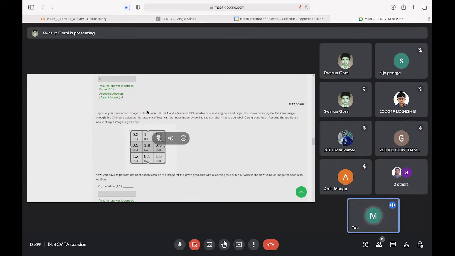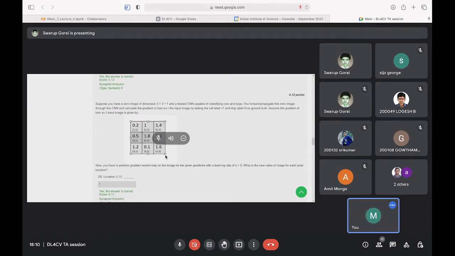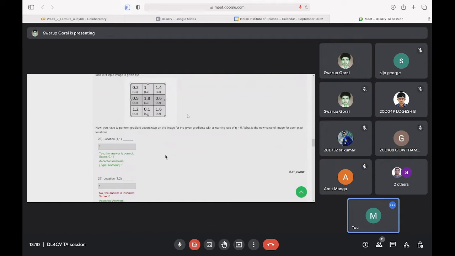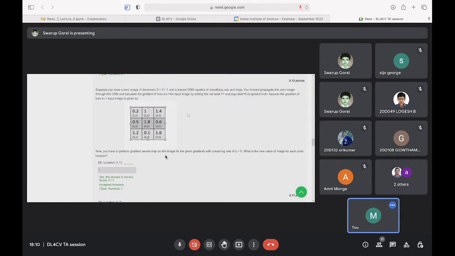So here you have a zero image, right? Zero image, and they have given the gradient of the loss with respect to the input image. So you are updating the image with a learning rate of eta given as 5. So it's like x at t plus 1 is x at t minus eta into dou L by dou x.